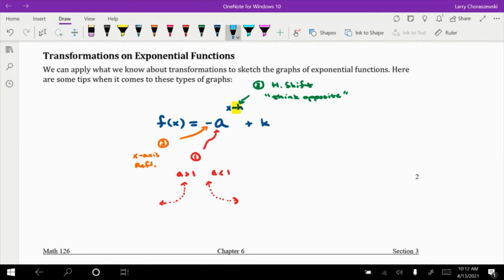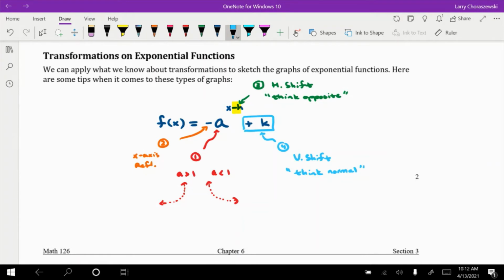And last but not least, we look at what we're either adding or subtracting at the tail end of the function, which would represent the vertical shift. Got to remember to write F when I write the word shift. And for vertical shift, you can think normal, i.e., if you're adding, you move up. If you're subtracting, you move down.